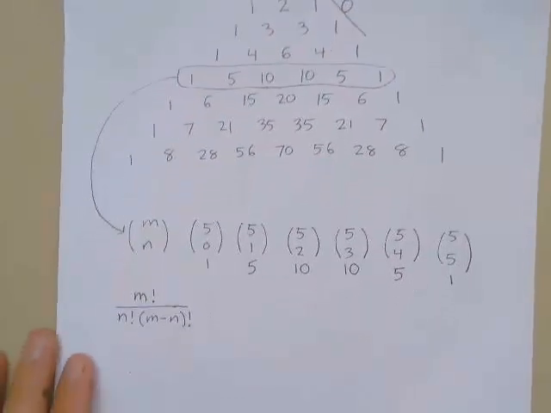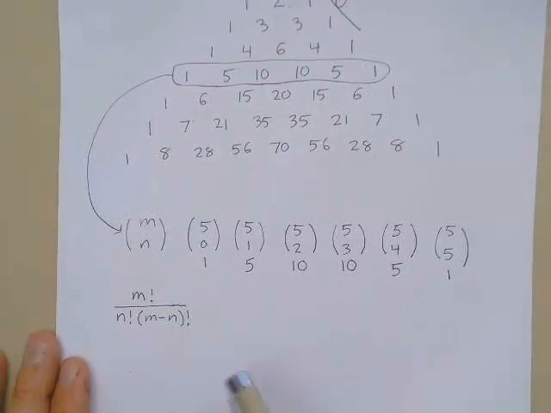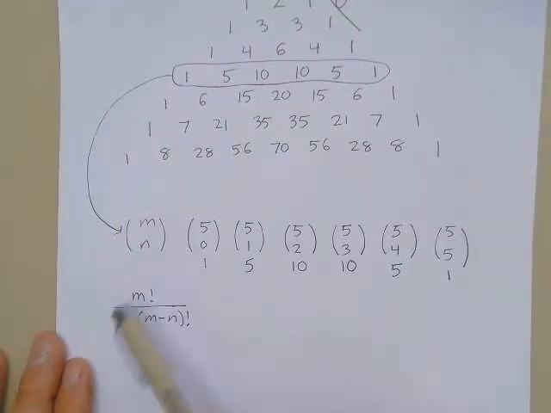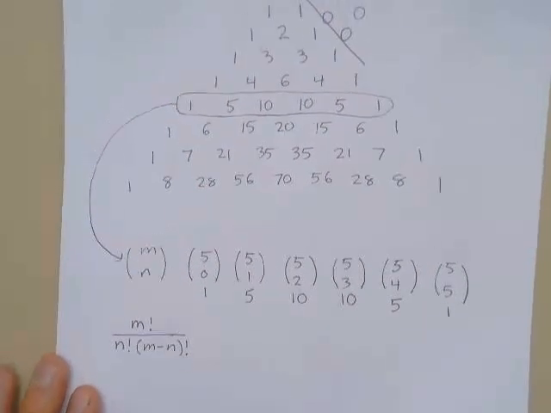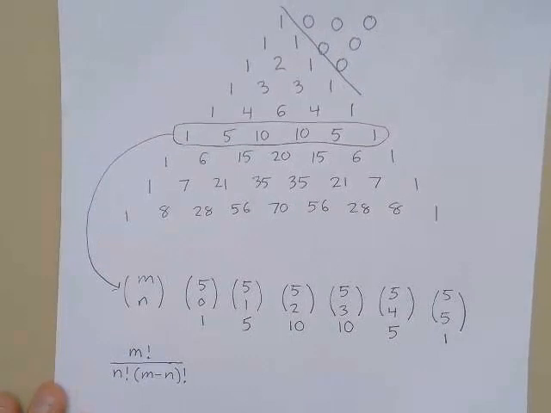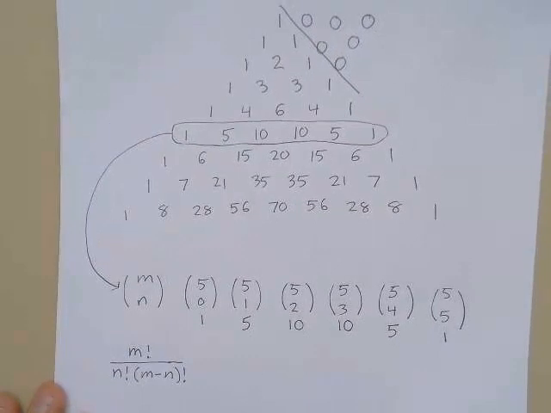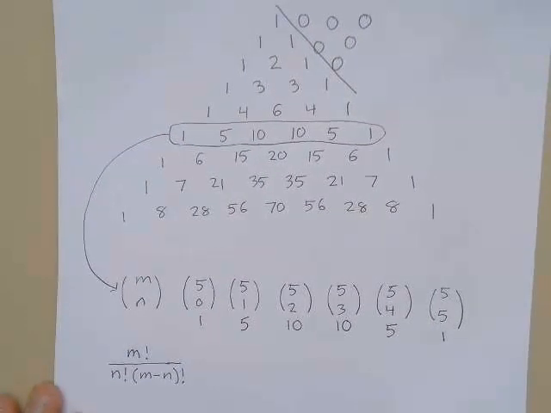And in general, these binomial coefficients, m choose n, can be written as m factorial divided by n factorial times m minus n factorial. It's very simple, very beautiful. So much that we could say about its uses in probability and combinatorics. We want to look at a particular application here, though.